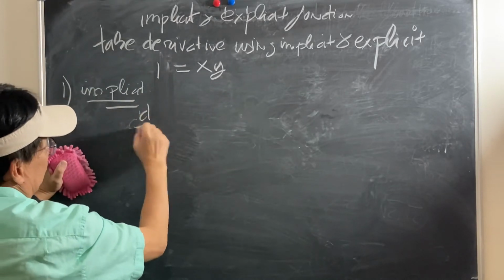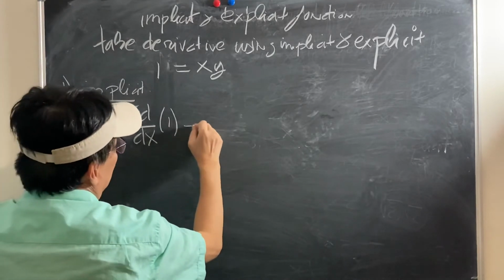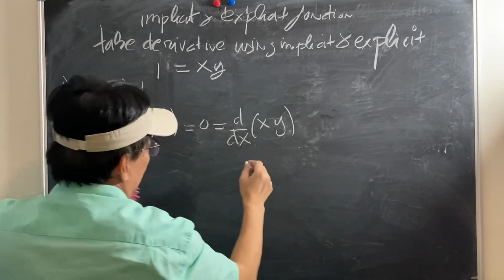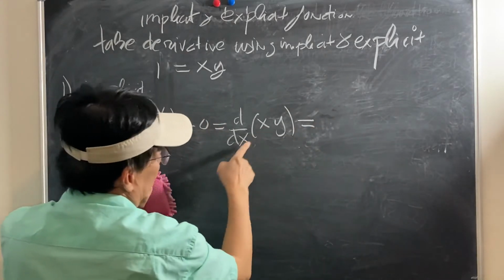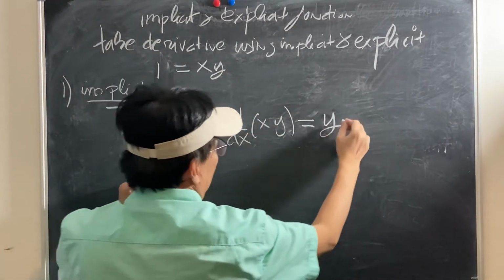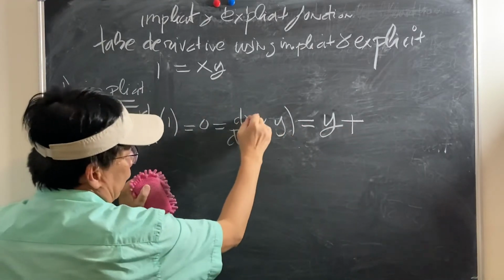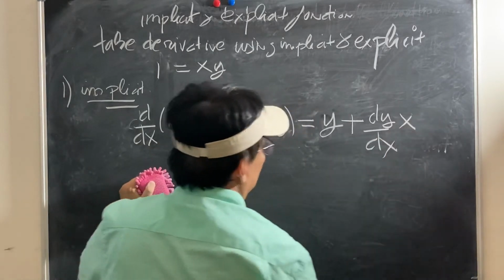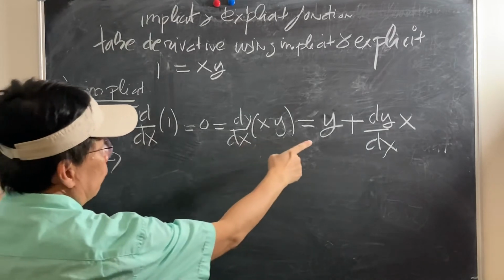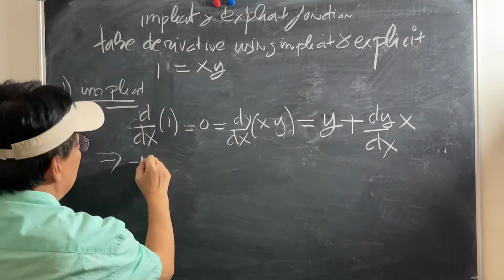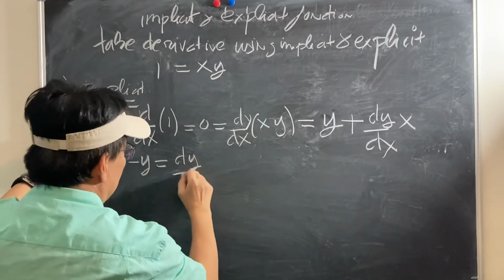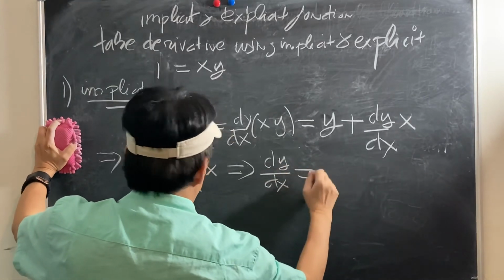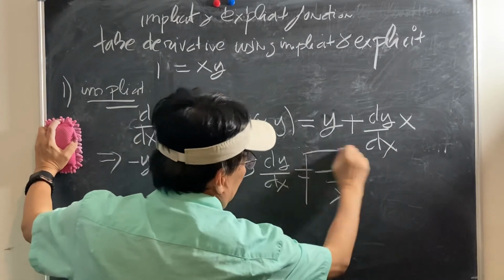Take the derivative of both sides, d over dx. The derivative of 1 equals 0. And the derivative of x times y will be equal to the derivative of the first one times the second one, which is 1 times y, plus the first one times the derivative of the second one, which is x times dy over dx. So if you move y to the other side, minus y will be equal to x times dy over dx. Divide both sides by x, and we have dy over dx equals minus y over x. This one is implicit.